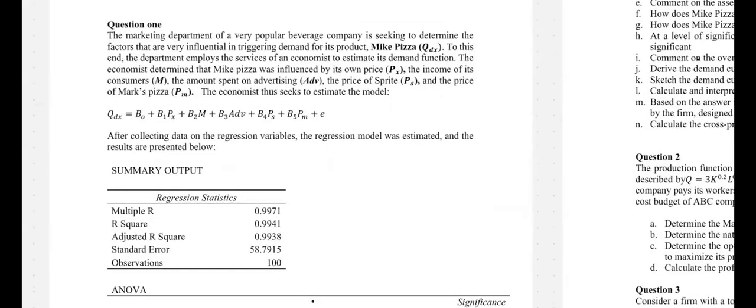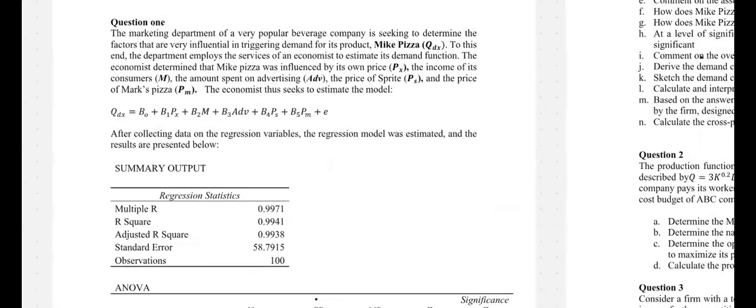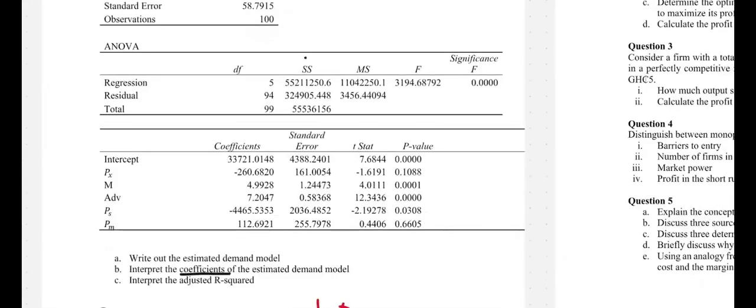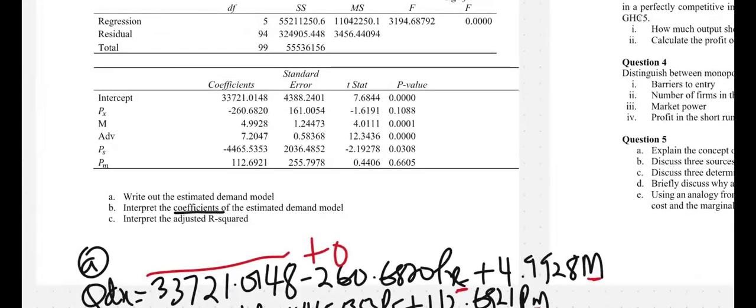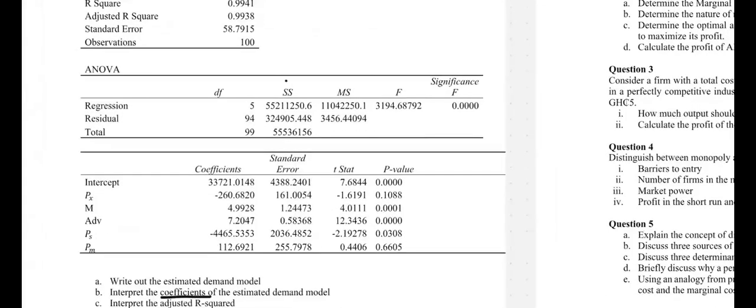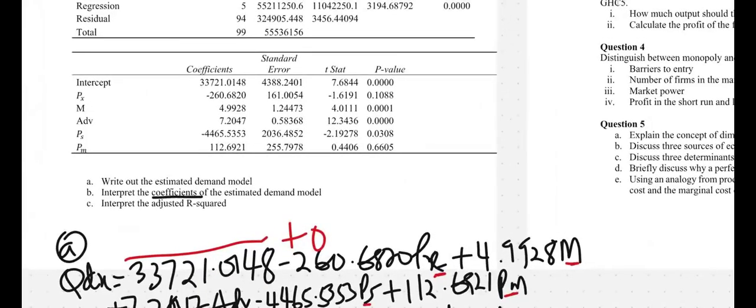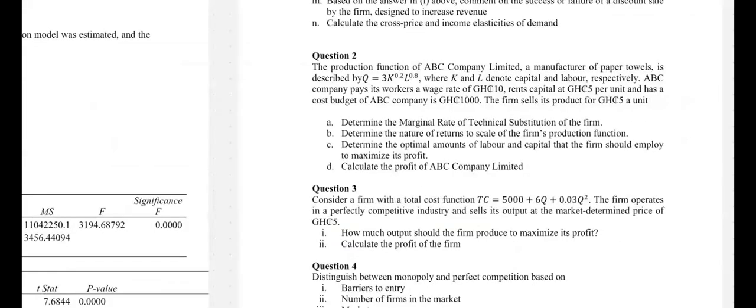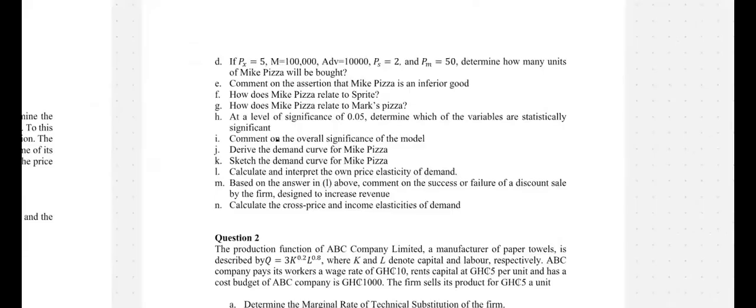So quickly, we move to the requirements. The requirement says we should write out the estimated demand model. This question mostly is a regression, and it's similar to research methods regression analysis. We should interpret the coefficient of the estimated demand model, interpret the adjusted R squared. Then the C says, if PX equals 5, M equals 100,000, advertisement equals 10,000, PS equals 2, and PM equals 50, determine how many units of Mike's Pizza will be bought.